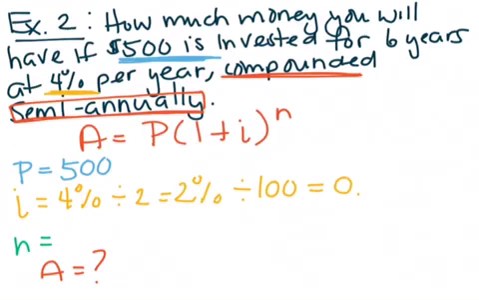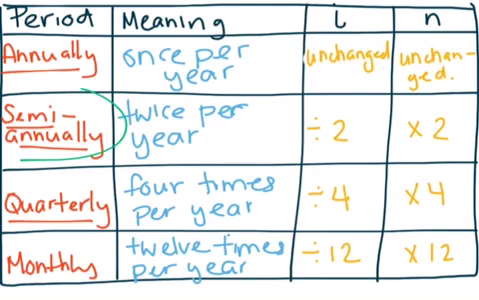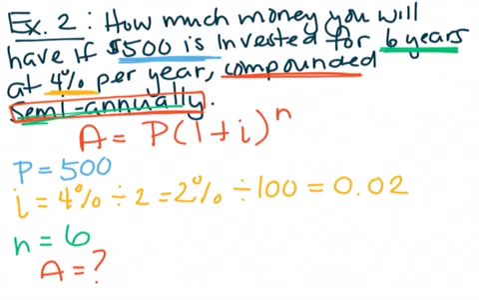Now let's find n, the number of periods that the bank is going to compound. I see it's invested for 6 years, so that must be our n. Let's take a look at our chart to see what we'll do with the n. We know it's compounded semi-annually, twice per year. We divided the interest rate by 2. Now we've got to multiply n by 2. So let's take this n and multiply it by 2, which equals 12.